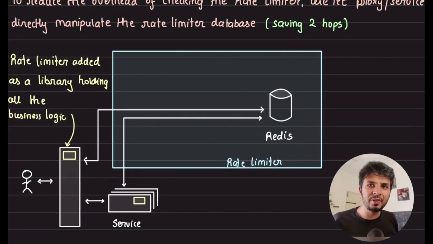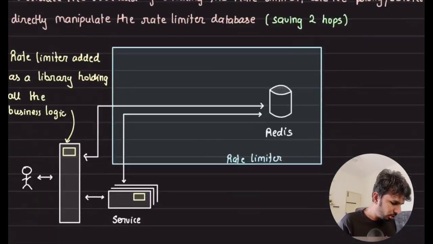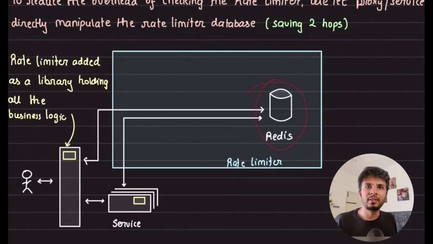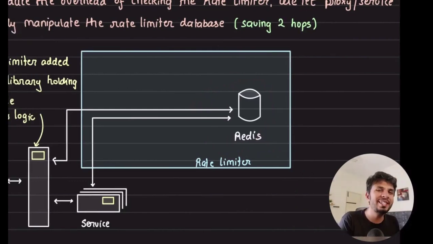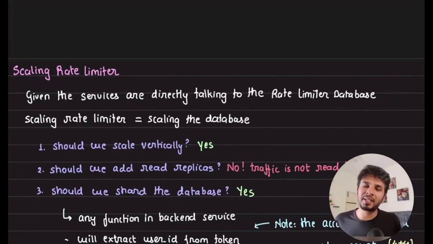But now if you look carefully, you still need a way to scale this part, because this is just one machine. How would you scale it? It's very important to scale it. So let's talk about scaling a rate limiter. Given that a rate limiter is now just boiled down to a database, scaling the rate limiter implies scaling this database. So we know 3 types of scaling for a database.